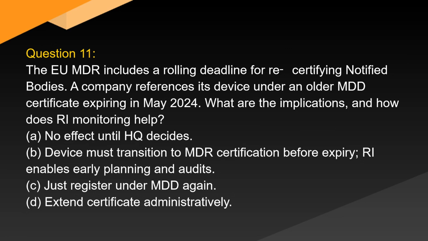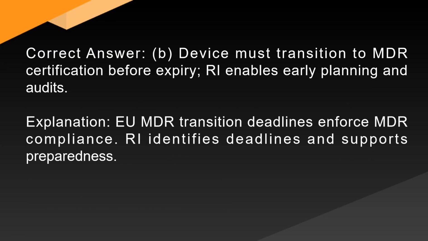Question 11. The EU MDR includes a rolling deadline for re-certifying notified bodies. A company references its device under an older MDD certificate expiring in May 2024. What are the implications, and how does RI monitoring help? A. No effect until HQ decides. B. Device must transition to MDR certification before expiry. RI enables early planning and audits. C. Just register under MDD again. D. Extend certificate administratively.